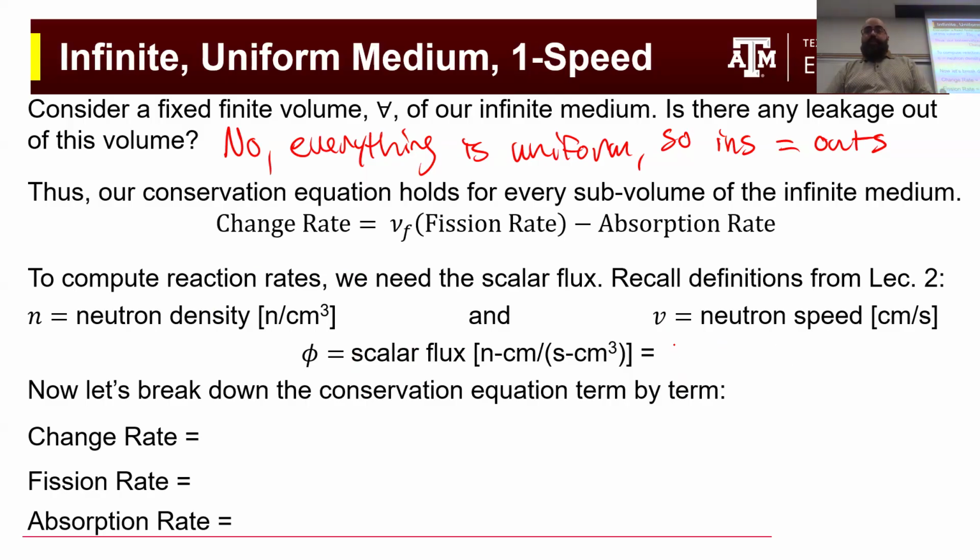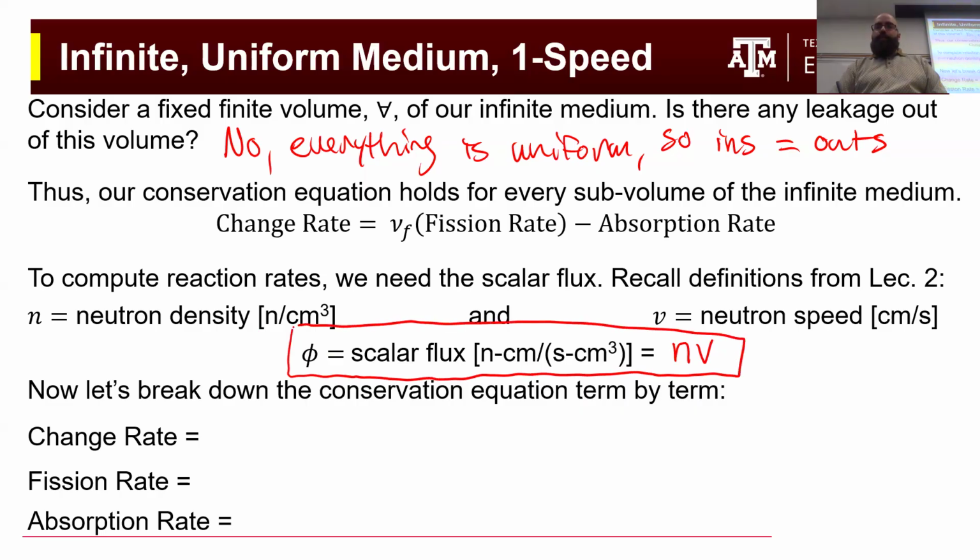Perfect. Yeah, they're just multiplied together. If I do n times v, the neutron density times the neutron speed is the scalar flux, and I think we showed that last time. So if we didn't remember that, that's a really good thing to remember, how we can write the flux in terms of the density and the speed.